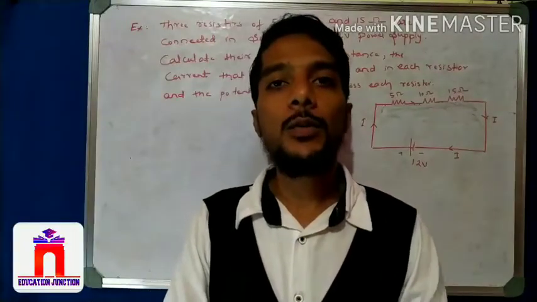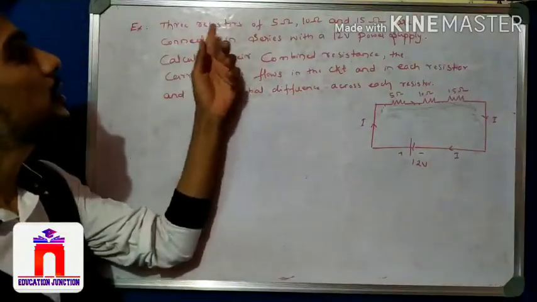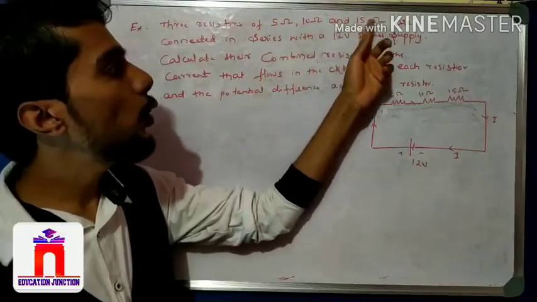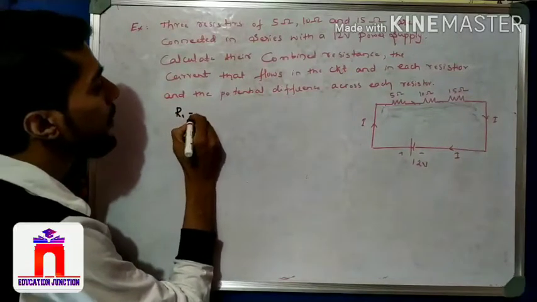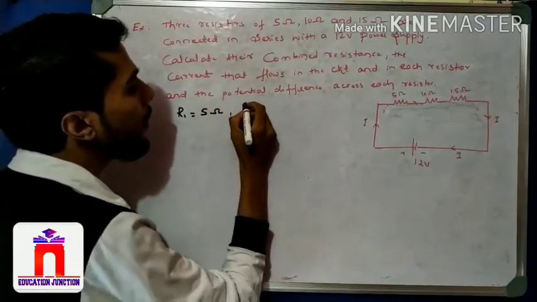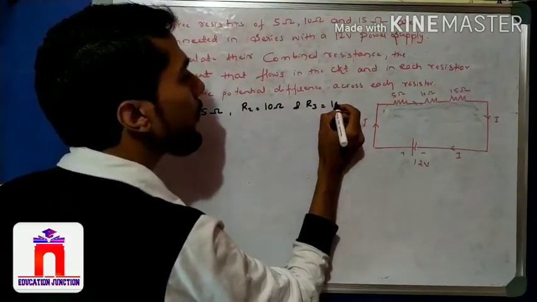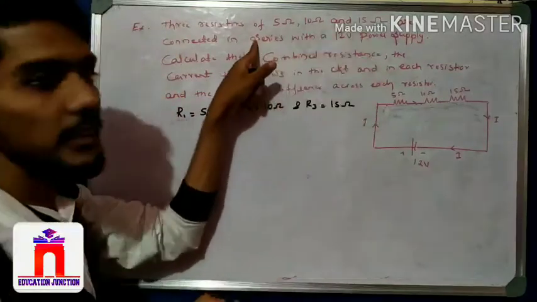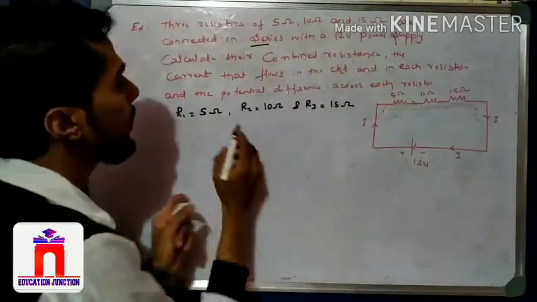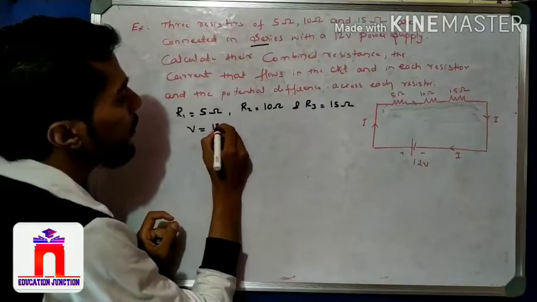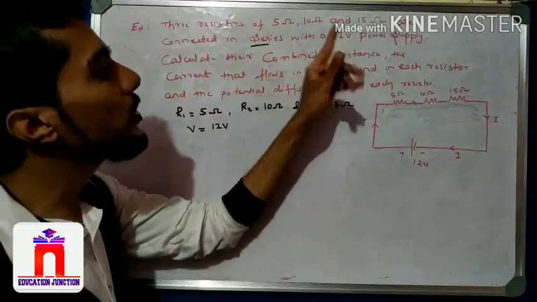Okay students, now come to the problem on the series connection, and here I take a problem. Here three resistors of 5 ohm, 10 ohm and 15 ohm are connected in series, right? So given here R1 is 5 ohm, R2 is 10 ohm, and R3 is 15 ohm, connected in series. The diagram is also given, connected in series with a battery of voltage V equal to 12 volt, a 12 volt power supply.